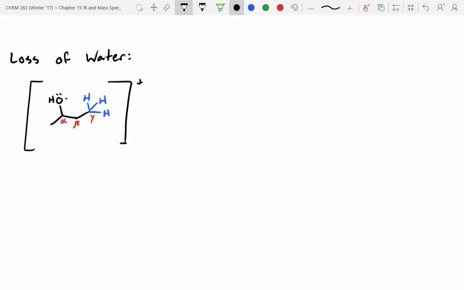For loss of water, something kind of bizarre happens. This radical is going to abstract a hydrogen from the gamma position. And then the other electron from that hydrogen is going to get dumped over to that gamma carbon. And then this whole group is going to get kicked off in the process. So when this happens, you now have that loss of water.